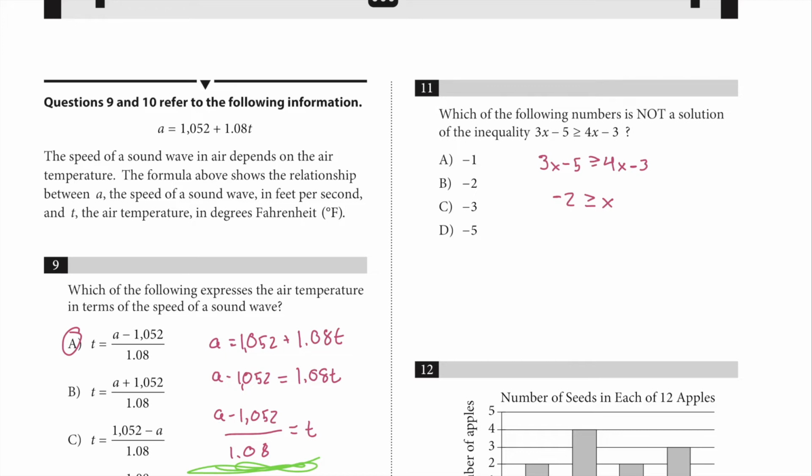So this means the inequality is true when the number that we put in for x is either equal to negative 2 or less than negative 2. And the only answer from A, B, C, and D that doesn't work is negative 1. So A.